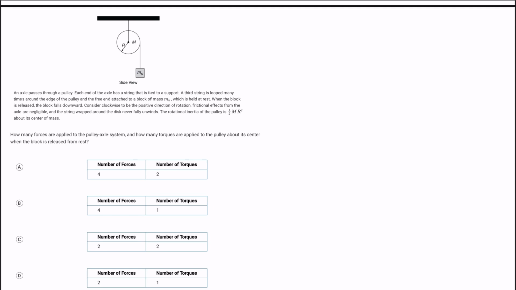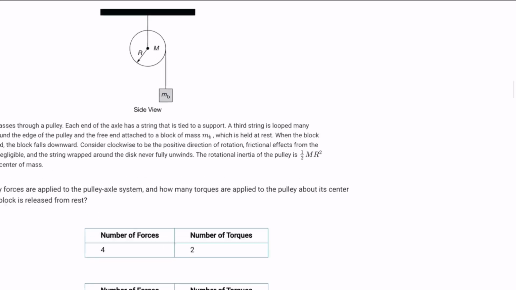Frictional effects from the axle are negligible, and the string wrapped around the disc never fully unwinds. The rotational inertia of the pulley is 1/2 mr squared, about its center of mass. Okay, great. The question is, though, how many forces are applied to the pulley axle system, and how many torques are applied to the pulley about its center when the block is released from rest? All right, so this one is actually, I think, a little confusing to some students because let's zoom in here.